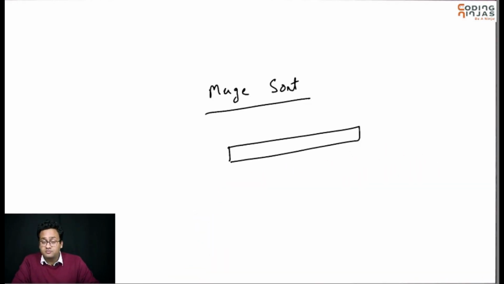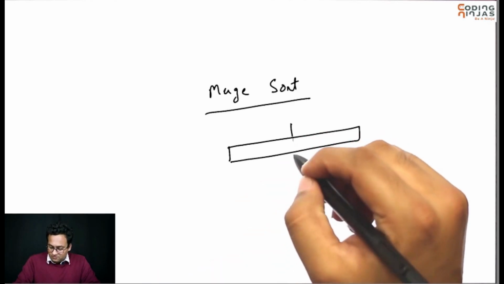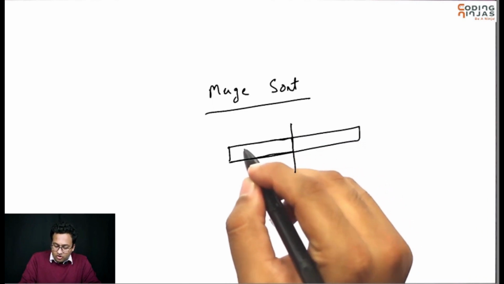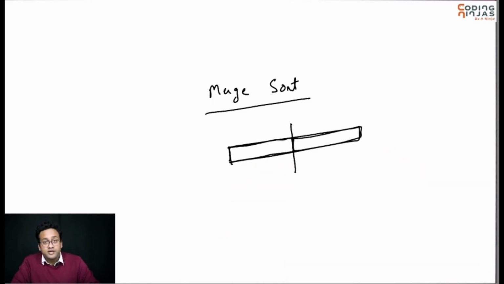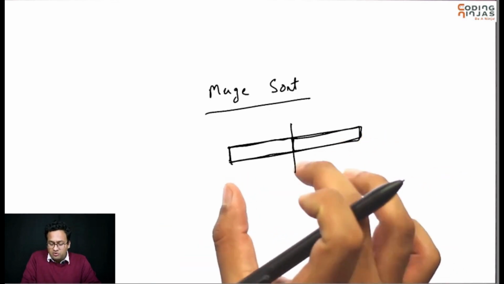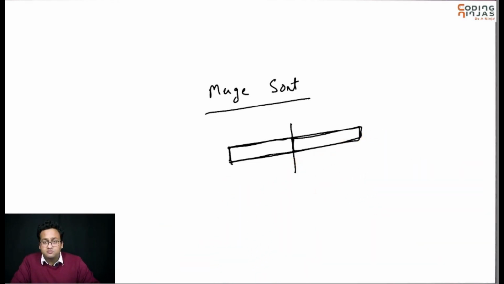Given a list, I want to sort it. So merge sort says that let's do one thing. Let's call sort on this part. Let's call sort on this part. Right? So my original problem is big. I'm calling sort on two smaller problems. And using induction hypothesis, I'm going to assume that they work fine.